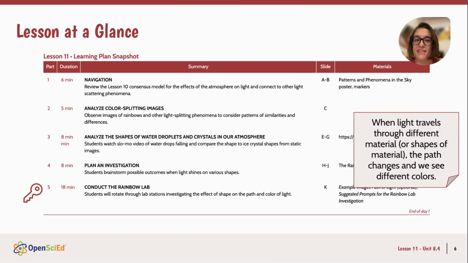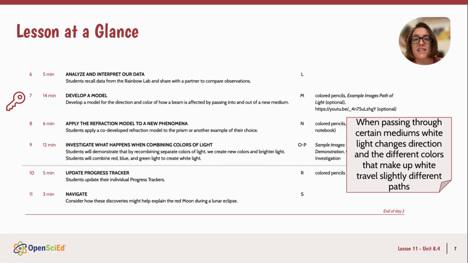On the first day of this lesson, students figure out that when light travels through different materials or different shapes of materials, the path of that light changes, and sometimes we can see different colors. After analyzing and thinking about those experiences, students figure out that when passing through certain materials, white light changes direction, and the different colors that make up white light travel in slightly different paths.